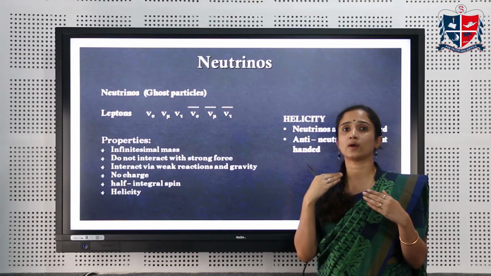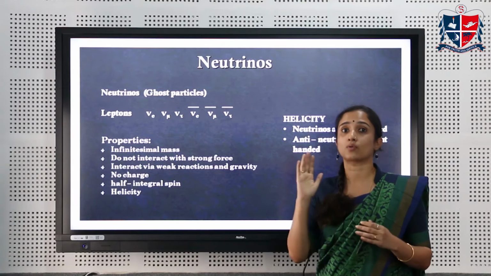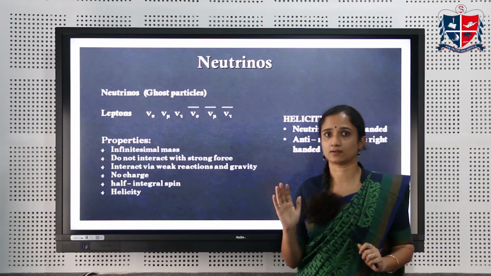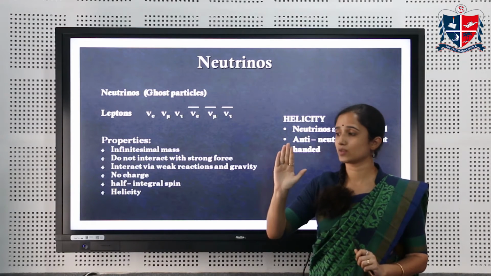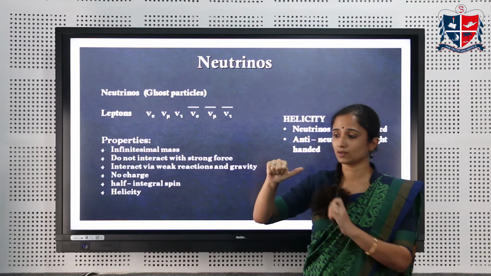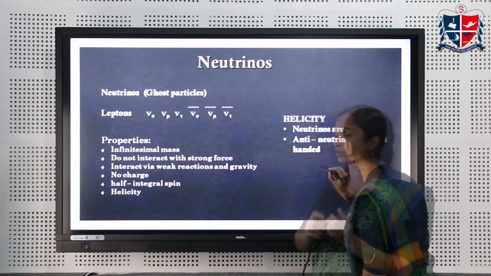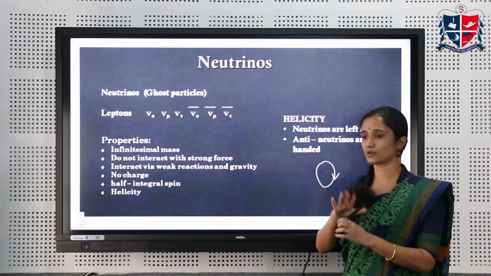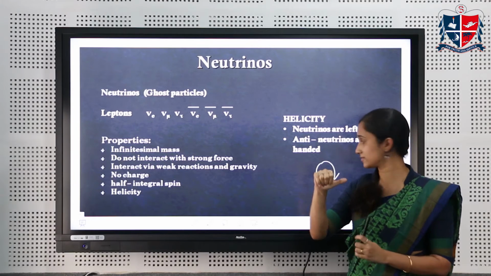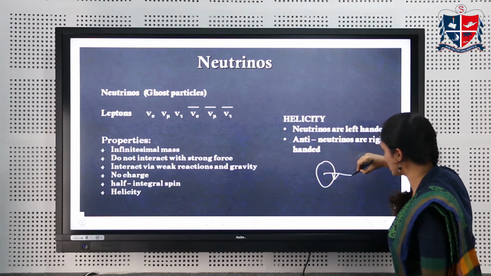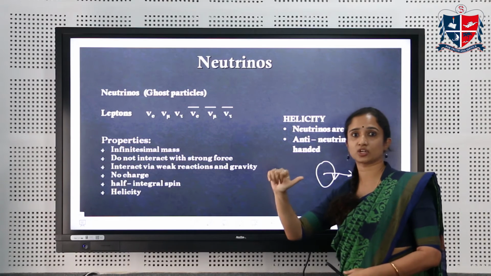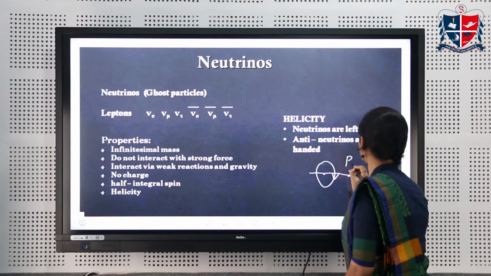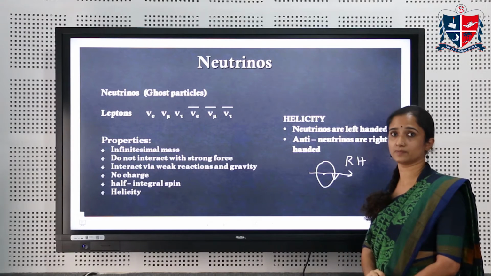Helicity will give you an understanding about whether the particle is right-handed or left-handed. So let's see what this right-handedness and left-handedness is. When you see my right hand, if I curl it like this, my thumb is pointed in this direction. Let's say there is a particle whose spin is in the direction in which I have curled my fingers, and its motion is along the direction of my thumb. Such a particle, you can call a right-handed particle.